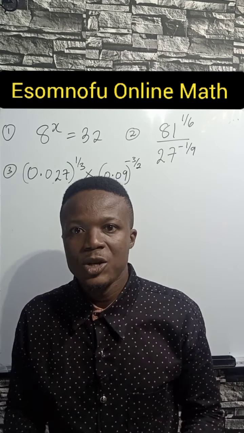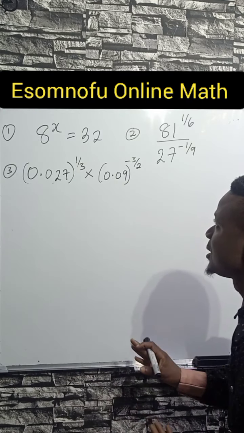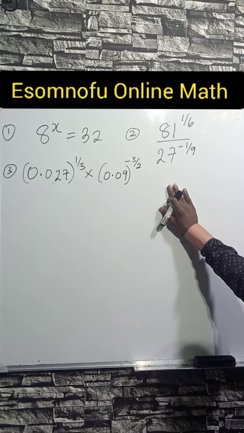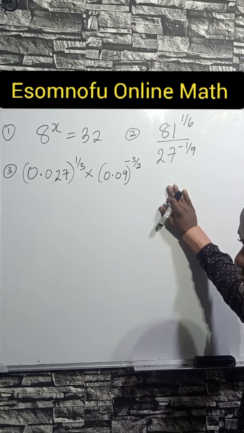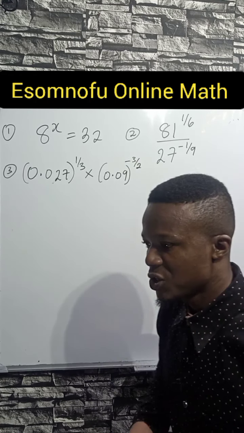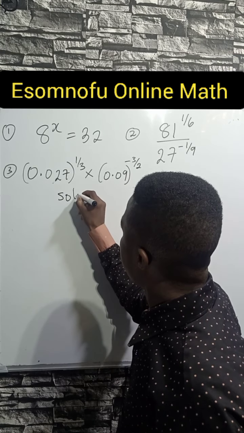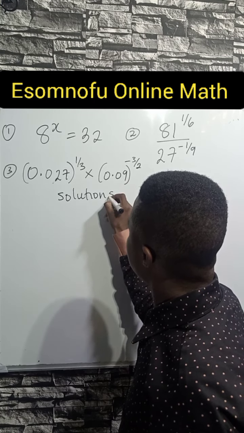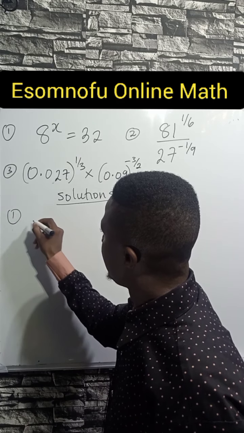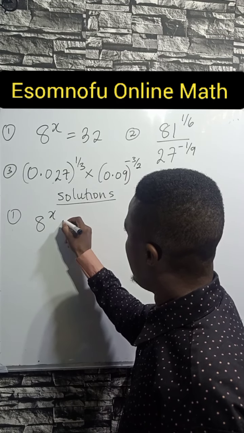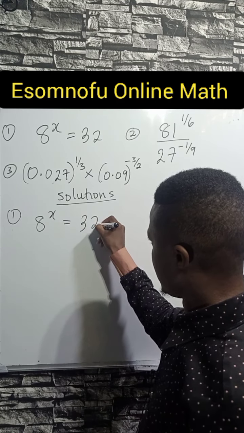In this video we are going to provide a solution to these indices problems that came out in today's NECO examination. Okay, so for the first problem, that one is a bit simple. We were given 8 to the power of x is equal to 32.